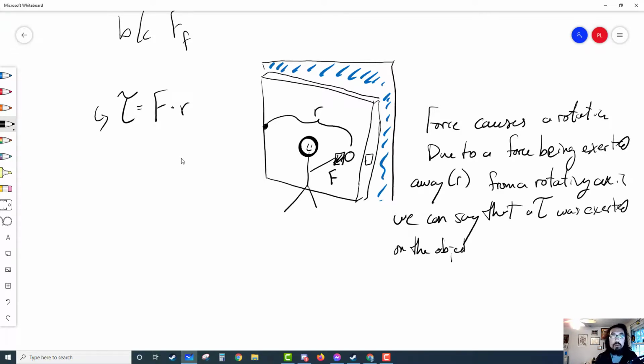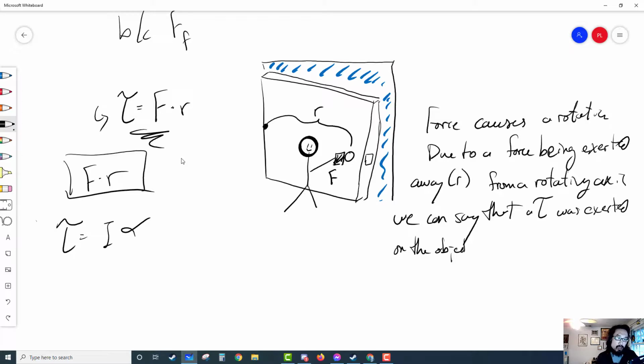Okay, so we would use this equation mainly if you're given the force and you're given the rotating radius. When you're given this, you can find the torque. Compared to the other equation, I alpha, you can use this equation when you're given the rotational acceleration and the rotational inertia of the object. So it's the same equation, but you can use it for these different cases.